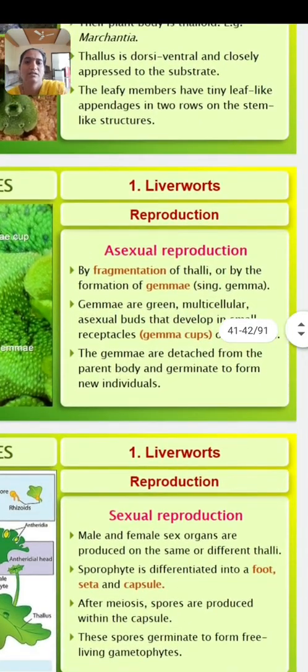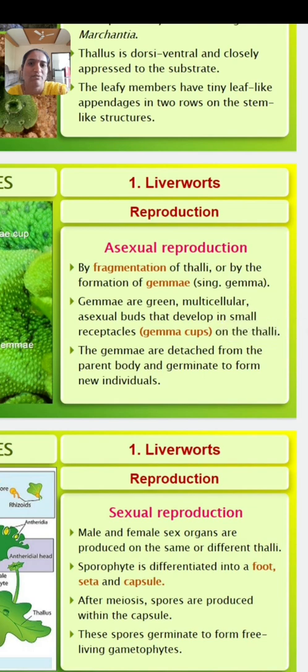Next one, reproduction in liverworts. First type is asexual reproduction, which takes place by fragmentation. When the thallus breaks down into certain fragments, each fragment grows as a new individual. Okay, by fragmentation of thalli or by the formation of gemmae.